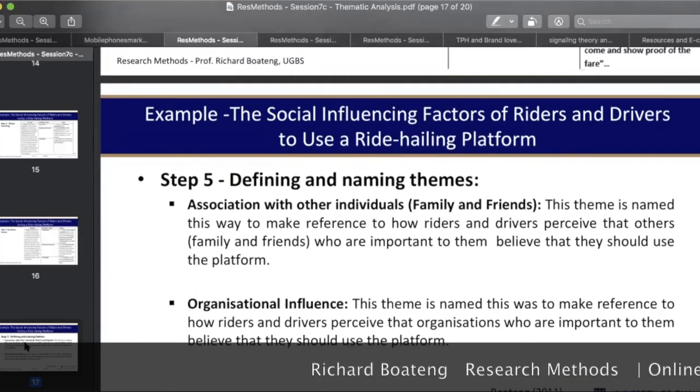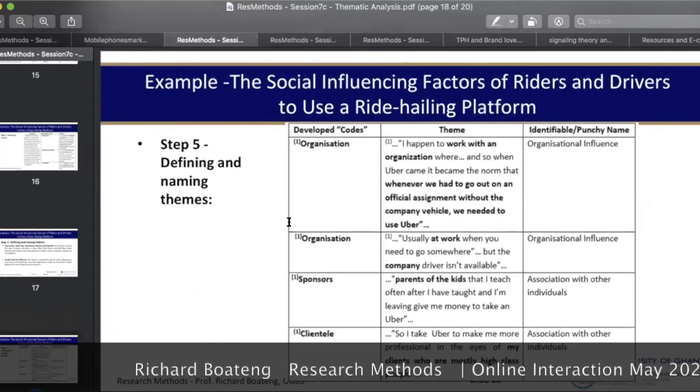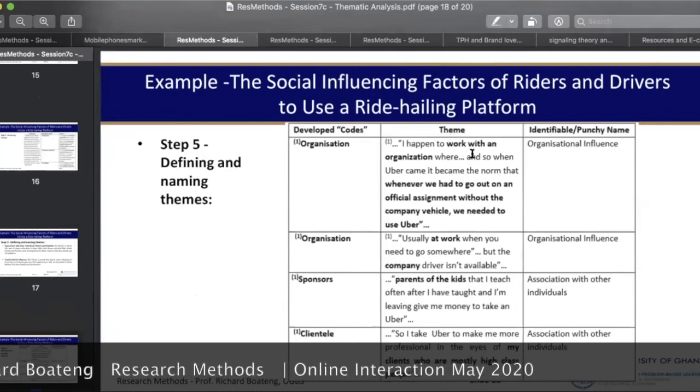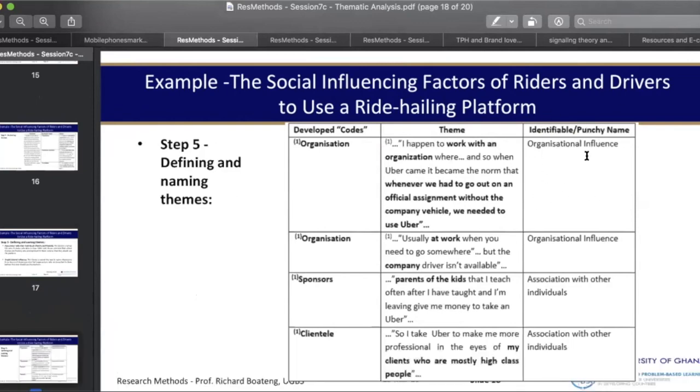Now we can go and see how we can label them. Okay. Develop code, organization. Where did we see it? We saw it in the theme section. We saw that I happen to work with an organization. Uber came here. When Uber came, whenever you have to use it. So we can see this as the identifiable name for this theme, which then becomes organizational influence.